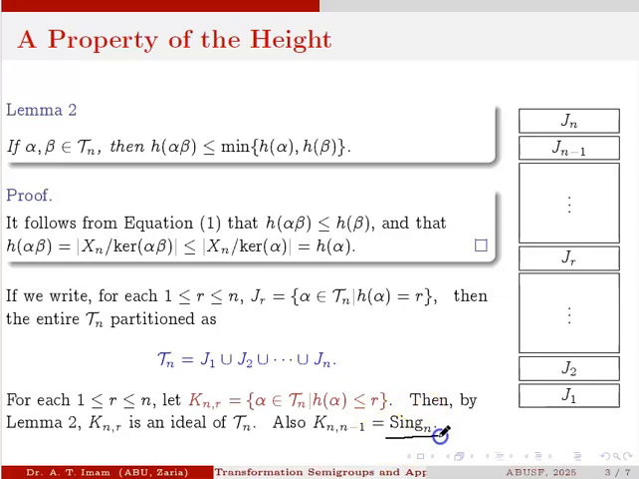Sing_n is actually this portion of T_n, from J_{n-1} down to J_1. So what you are doing here is you are removing the permutations, that is, the elements of J_n. J_n is actually the set of all permutations, because these are elements with exactly n points in the image set. Apart from permutations, elements in T_n are not invertible, so you have a singular part of T_n, and it is denoted by Sing_n.